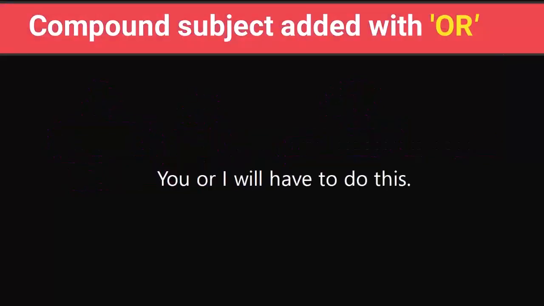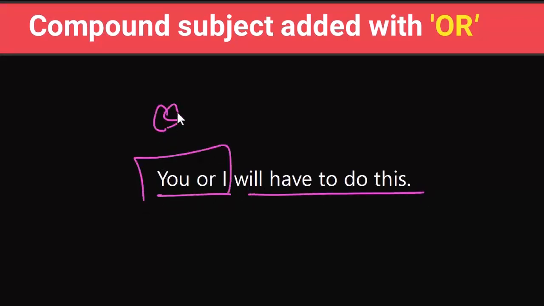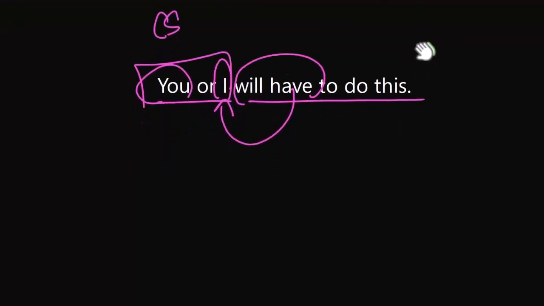The second way to form a compound subject is to use the conjunction or, right? These are coordinating conjunctions, and or. Okay, let's look at the example. You or I will have to do this. You or I will have to do this. So this is our compound subject, you or I. So it has two subjects, you and I. Okay, now one thing you have to keep in mind: whenever you form a compound subject using the conjunction or, the verb is always going to follow what comes after or. Okay, let me show you some examples and make you understand.